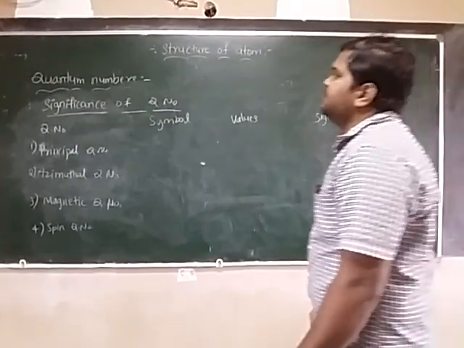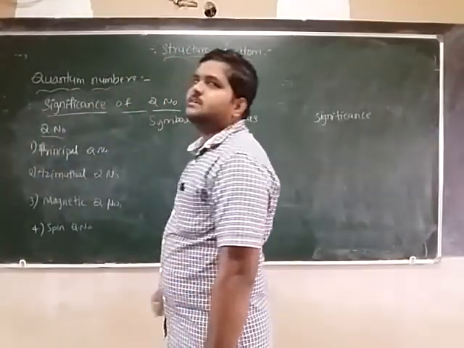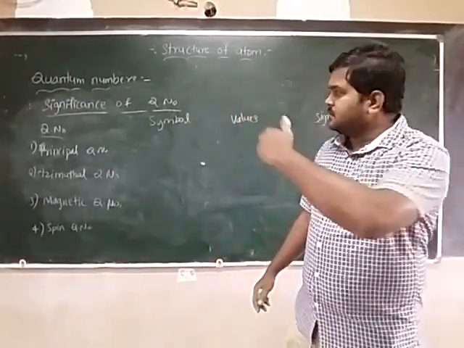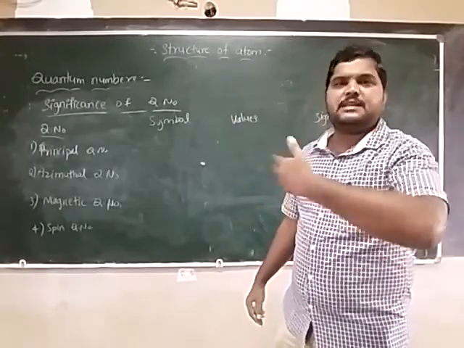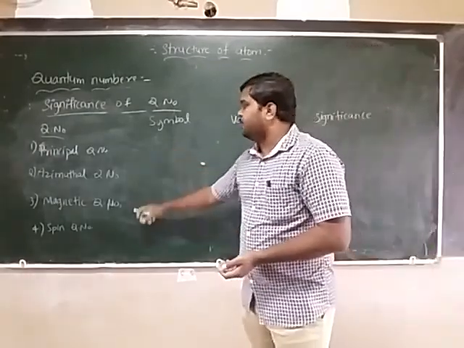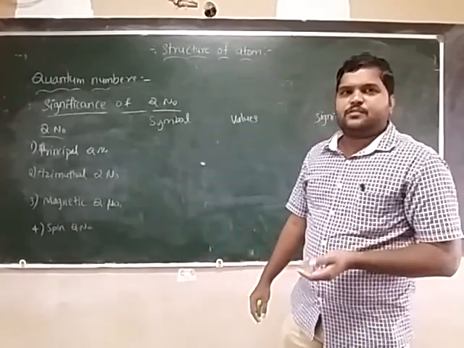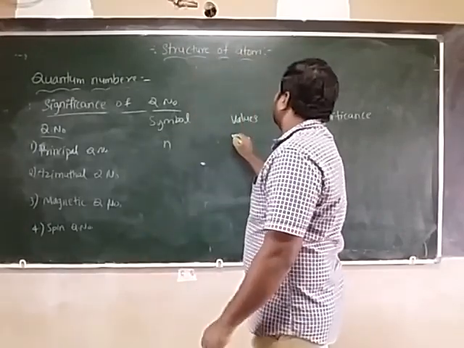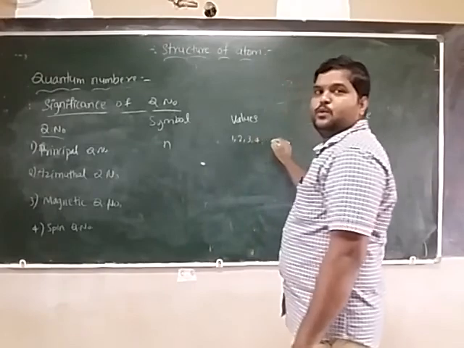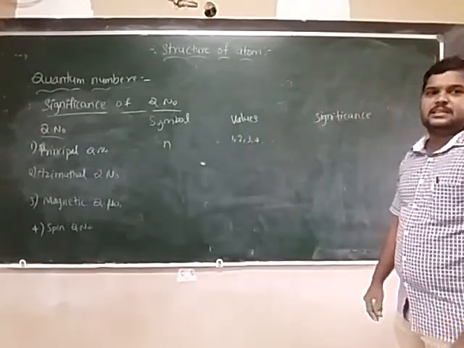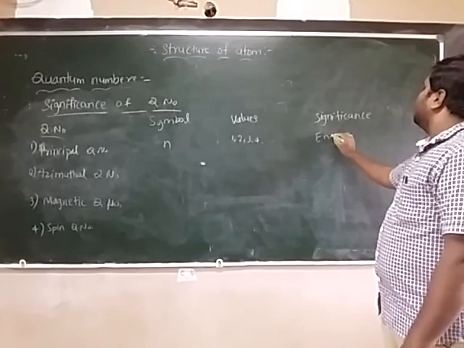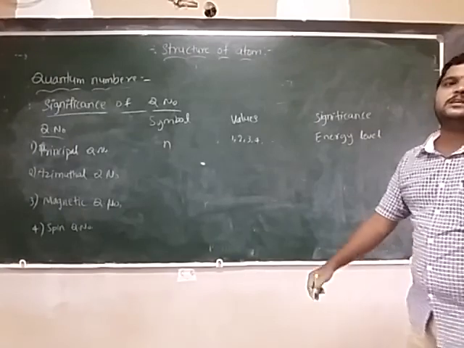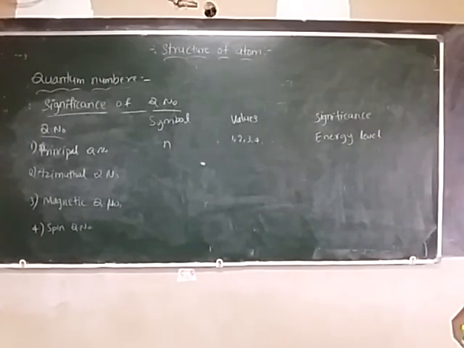Now we are seeing the significance of quantum numbers. So what is the main significance? There are 4 quantum numbers. Three give information about the atomic orbital, explaining precisely the atomic orbital, and the 4th one gives information about the spin of the electron. First, the principal quantum number, symbol n, with values 1, 2, 3, 4 and so on. What is its significance? It gives information about the energy level or energy of the orbit.